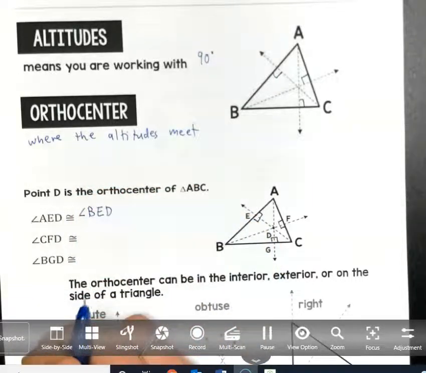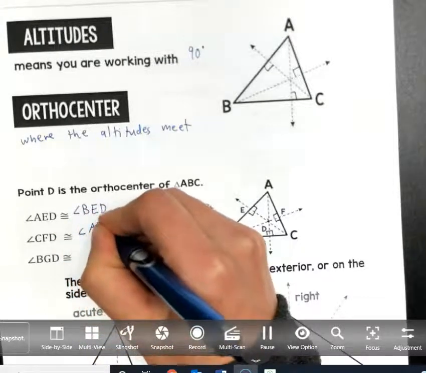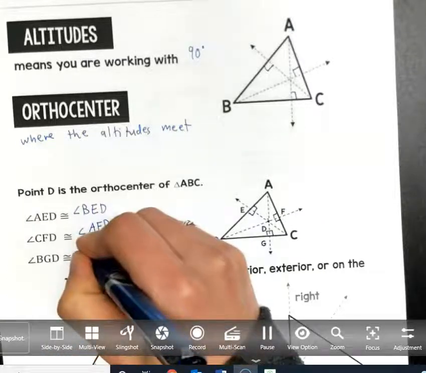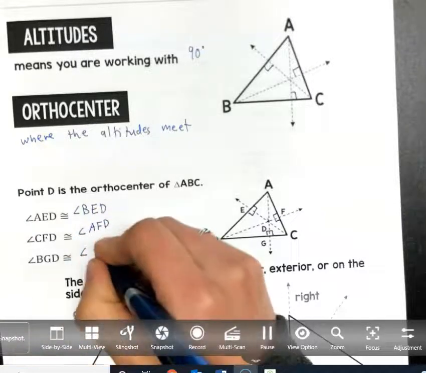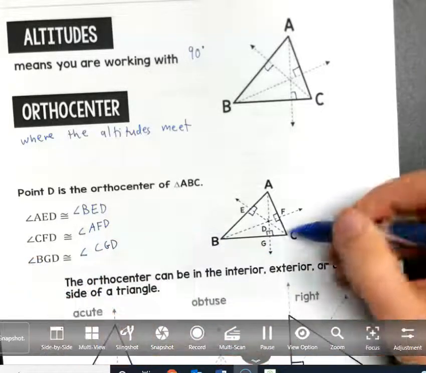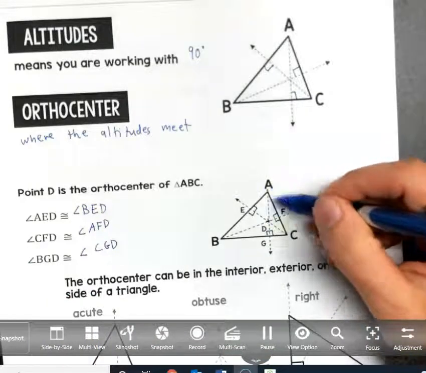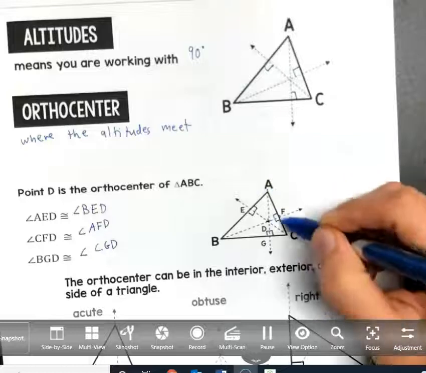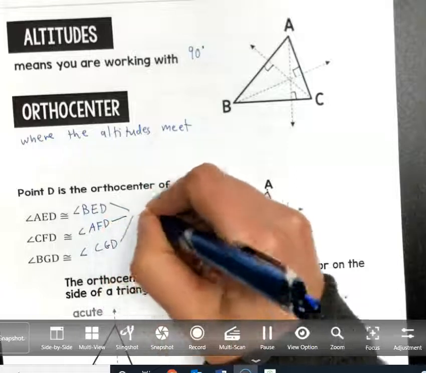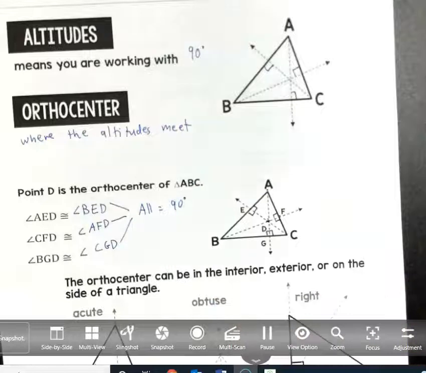And angle CFD is going to be congruent to angle AFD. And angle BGD is going to be congruent to angle CGD. So CFD, that's CFD, and AFD, right here. See? So it's just the other side of that 90. So all of these all equal 90 degrees. Okay?